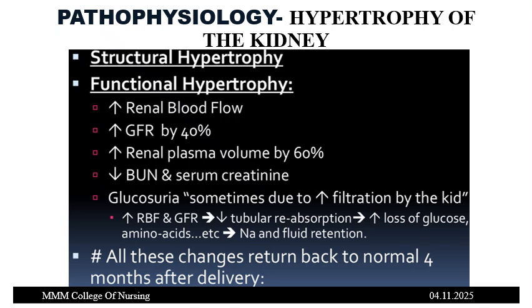So when this hypertrophy happens in the kidney during pregnancy, that causes structural hypertrophy as well as functional hypertrophy. What happens in functional hypertrophy? You should know that the glomerular filtration rate is increased. Plasma volume is increased.